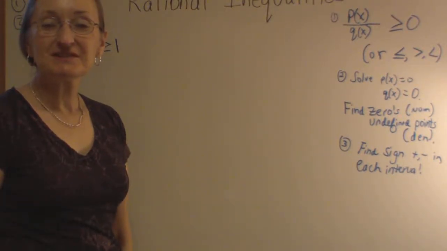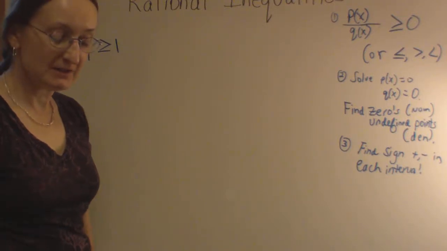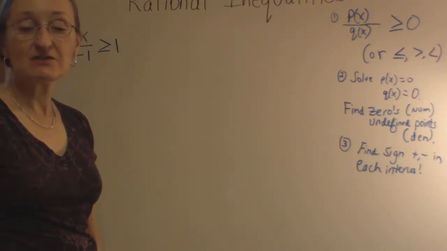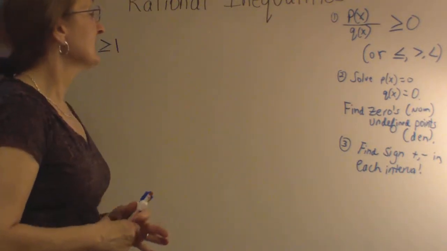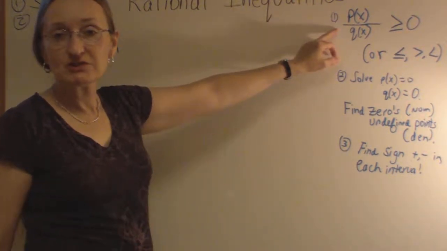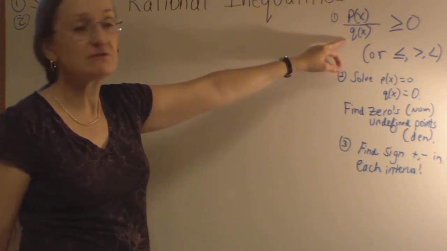Hi everyone. Today we're going to learn about rational inequalities. We'll learn how to solve and graph a rational inequality. So let's first start with the definition. A rational inequality is a quotient of two polynomials, so the first, p of x, divided by the second, q of x.